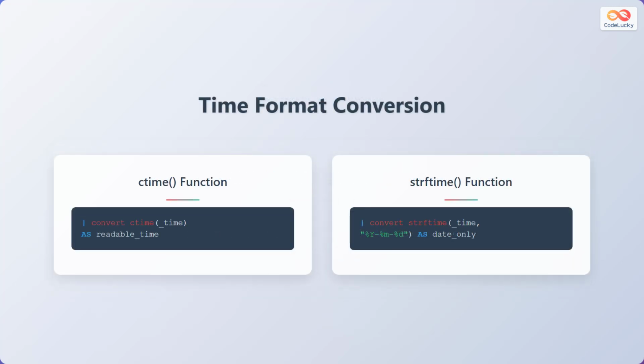For time conversions, Splunk provides two main functions. The ctime function converts epoch timestamps into human-readable date and time format. The strftime function allows you to specify custom date formatting using format codes like %y-%m-%d for year-month-day format. These functions make timestamp data much more interpretable.